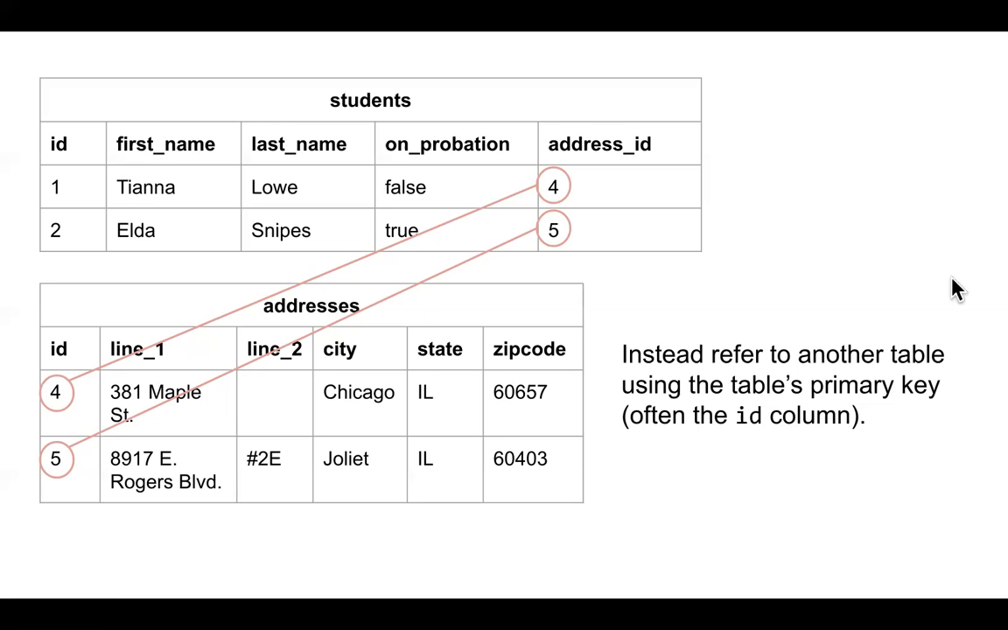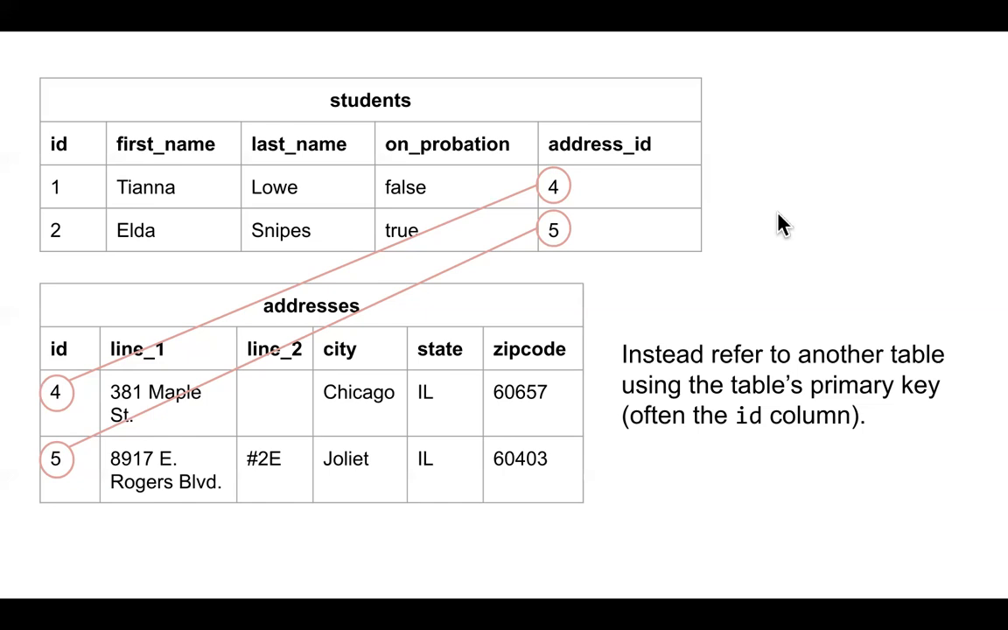How is the address ID being tied to the addresses ID table on the students piece? Like, what is this line that we're drawing here? Well, more so, how are they being connected code-wise?